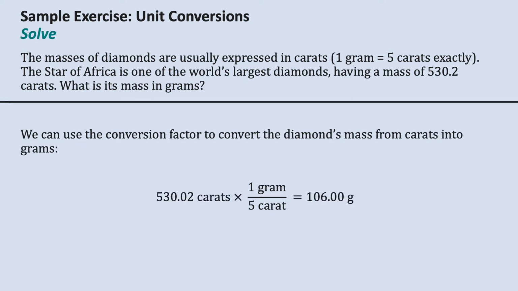So when we use this conversion factor, the value we have is in carats, and we're trying to convert it to grams. So we need something that will cancel out carats. So it needs to have carats in the bottom, and then will give us an answer in grams. So grams is in the top. So our answer for this is 106 grams is the mass of this diamond.